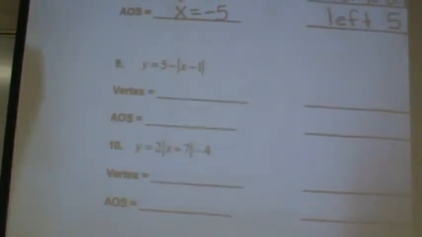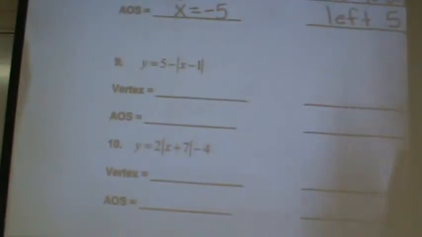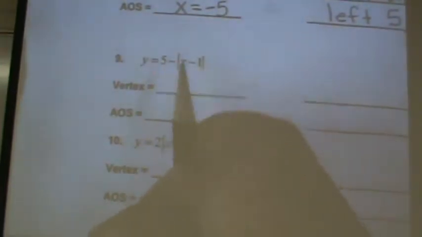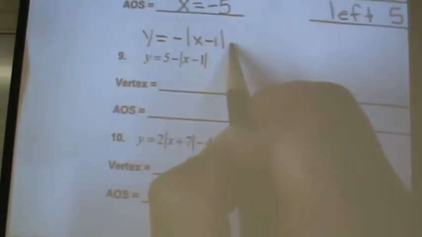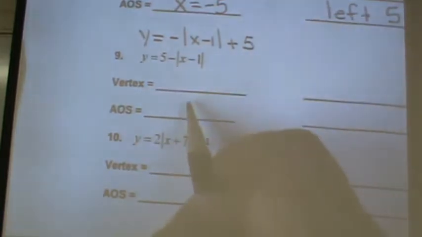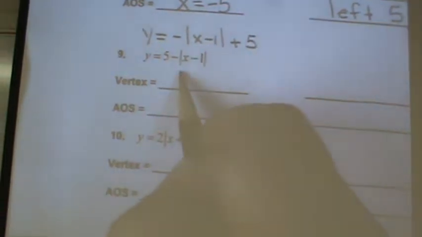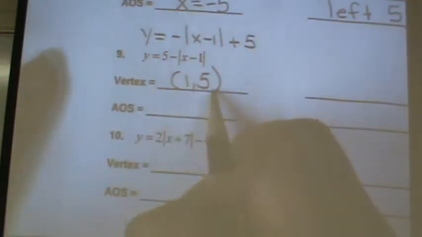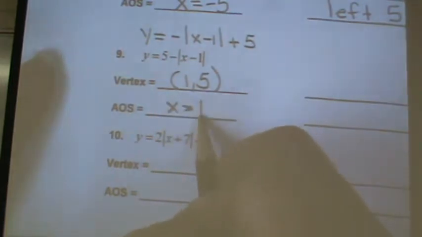Why is it challenging for you guys? Because of the way it's written. Can you fix it? What would it look like if it were fixed? Negative absolute value of x minus 1, minus 5, plus 5. Good. Now can I tell the vertex easier? Yeah. 1, 5. What's my axis of symmetry? X equals 1.